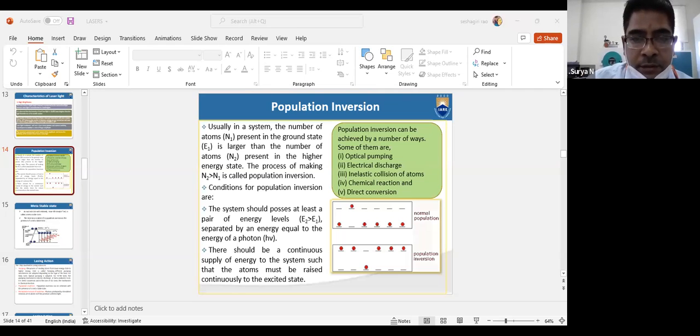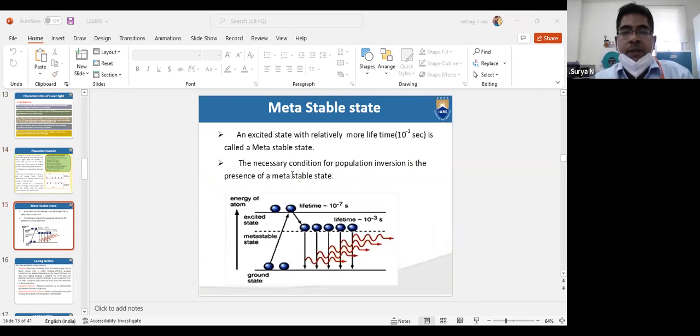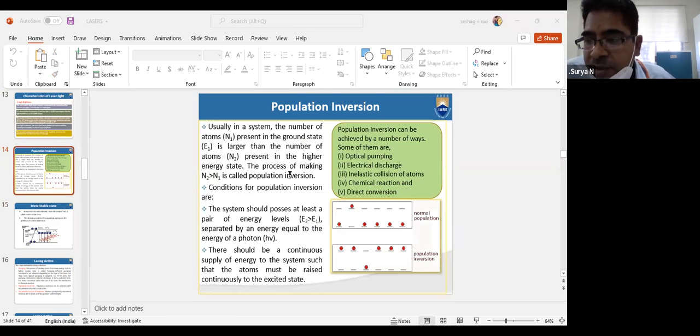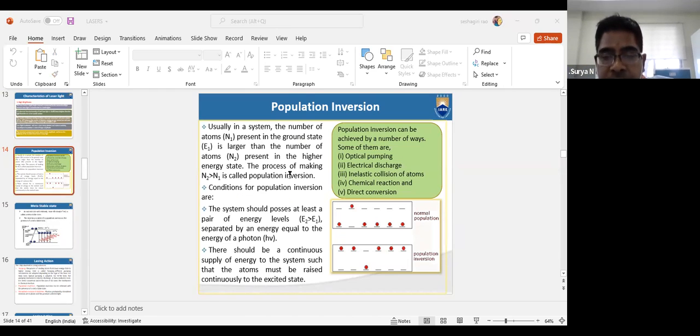See here, I am sharing my screen. This is population inversion, an important mechanism for the lasing action to take place. That's why I am stressing it so many times. Please listen carefully. Usually in a system, the number of atoms present in the ground state E1 is larger than the number of atoms present in the higher energy state. The process of making N2 greater than N1 is called population inversion, right?